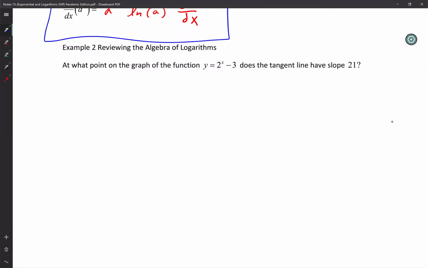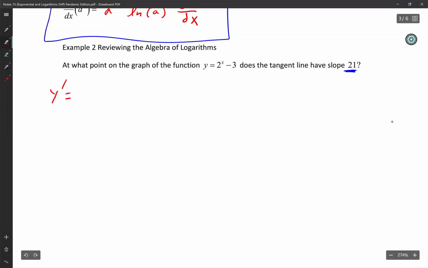At what point on the graph of the function y equals 2 to the power x minus 3 does the tangent line have a slope of 21? All right, if you do not have a calculator, this is how you would solve it. How do I know when my tangent line has a slope of 21? I've got to take a derivative. So here we go.